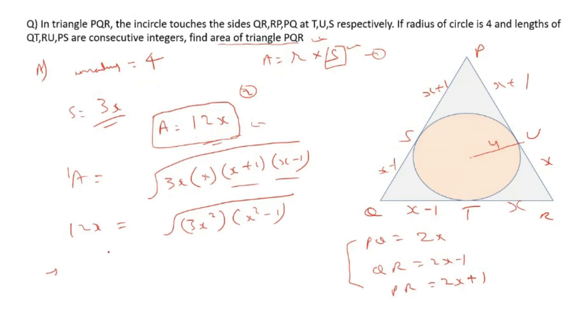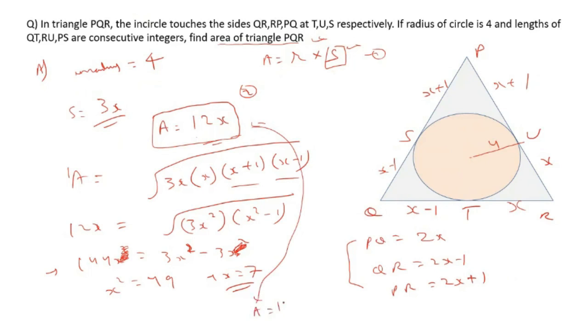So basically, you can just square at this point, right? 144x square is equal to 3x to the power 4 minus 3x square. If you cancel out x square, so this will be x square, this will be nothing, right? So 3x square will be equal to 150, no, 3x square will be equal to 147, so x square will be equal to 49. If 3 comes here, x will be equal to 7. So the area would be 12 into x, which is 84 square units. That is the answer.